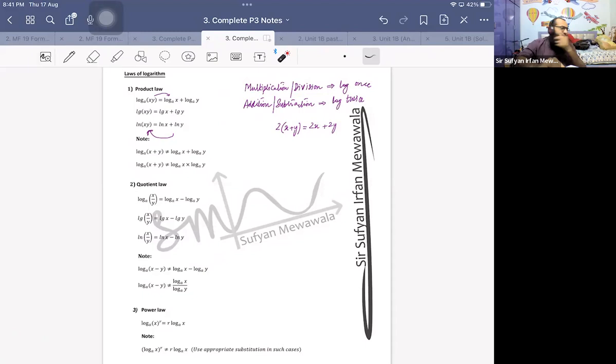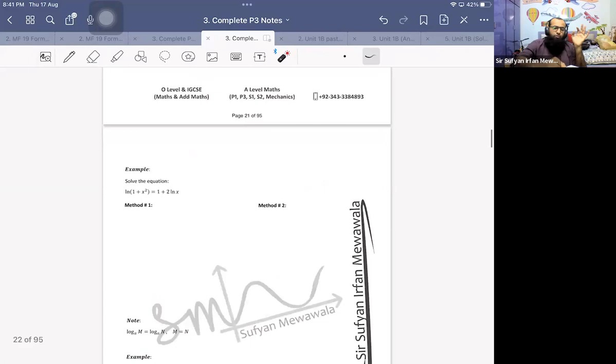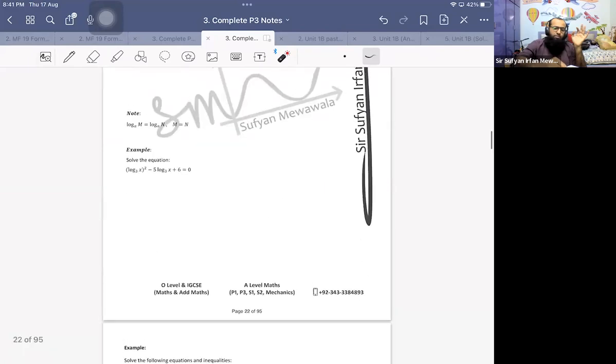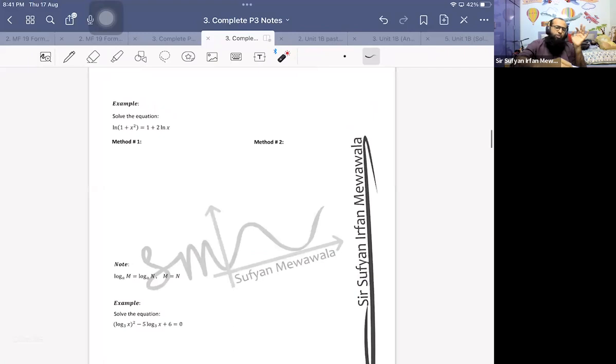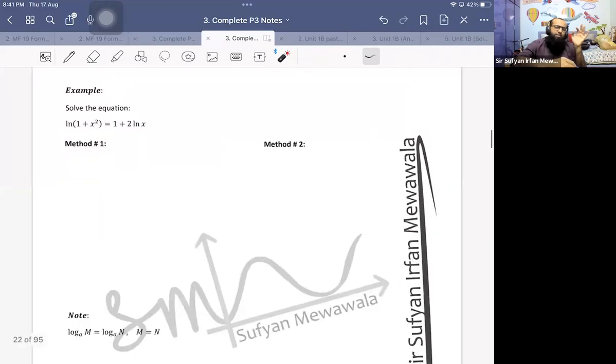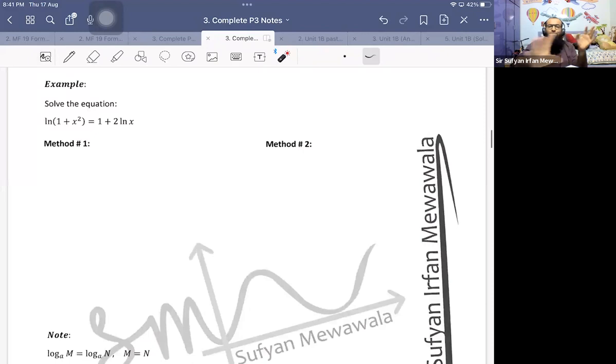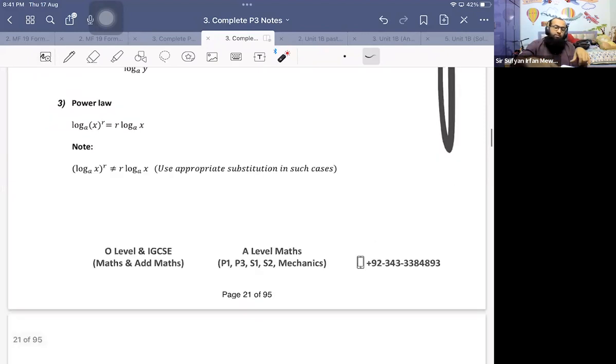Okay, this is clear now, we understand it, there's no issue. You must have written this down: multiplication, division, log once; addition, subtraction, log twice, right? Moving on towards a few examples. I guess two pages are left. Yes, if we are going to solve these examples, then inshallah, ultimately we are going to be able to solve all the past papers, inshallah. So let's start.